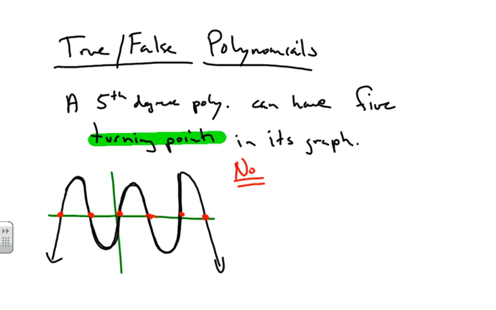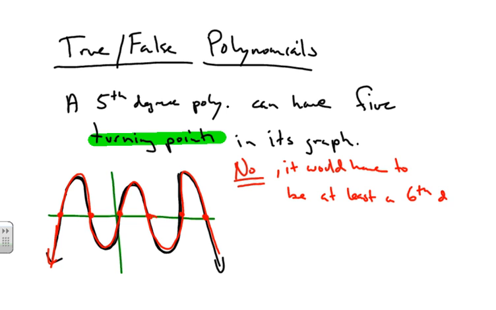What could have 5 turning points? Well, if we have 5 maxes or mins, going 1, 2, 3, 4, and 5, it would have to be at least a 6th degree polynomial. Because you would have to have 6 zeros or complex zeros in order to identify this.